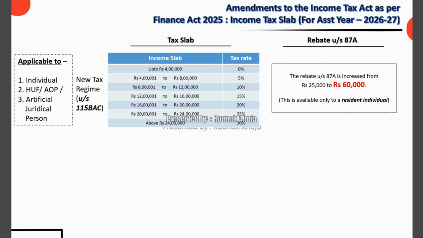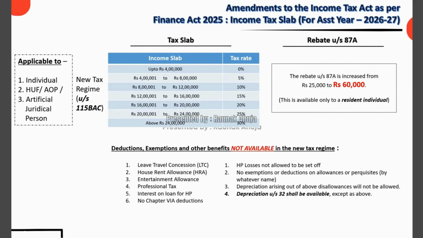Although the new tax regime offers concessional rate of taxes, it comes with its own set of disadvantages. Let's have a look at those as well. The exemptions available under Section 10, including leave travel concession, house rent allowance, entertainment allowance, deductions for professional tax, interest on loan from housing property, or deductions under Chapter 6A. These all shall be withdrawn from the new tax regime. Chapter 6A deductions means the payments that we make for life insurance, Mediclaim, all sort of payments will also be disallowed under the new tax regime.